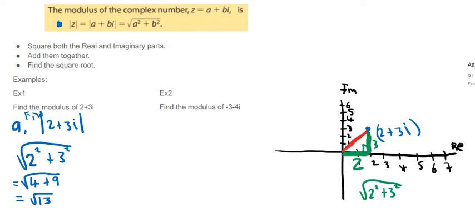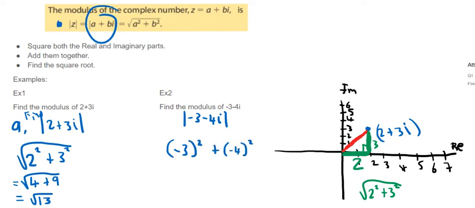The second one, we've got negatives in this, but remember, any negative number squared will always give you a positive number, because minus times minus gives you plus. Again, just to stress the point, that question could be given like this: minus 3 minus 4i, and that's what the notation up here is there for as well. But anyway, what we have to do is minus 3 squared plus minus 4 squared, and then find the square root of that.